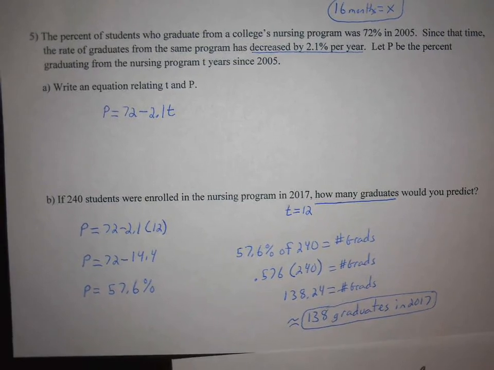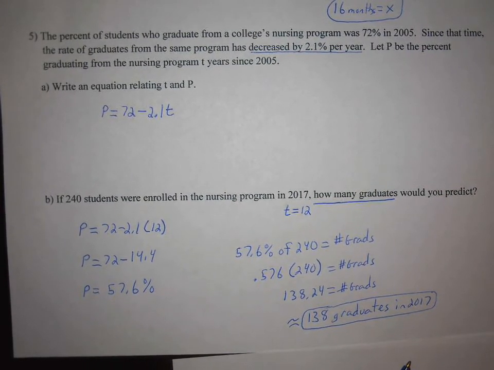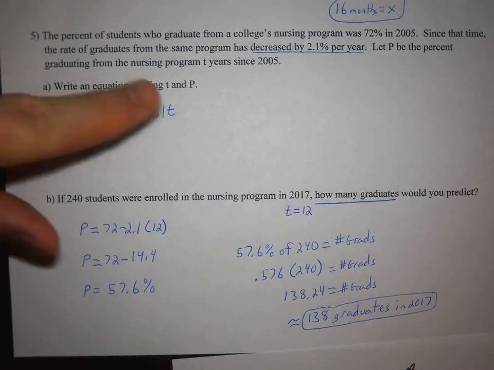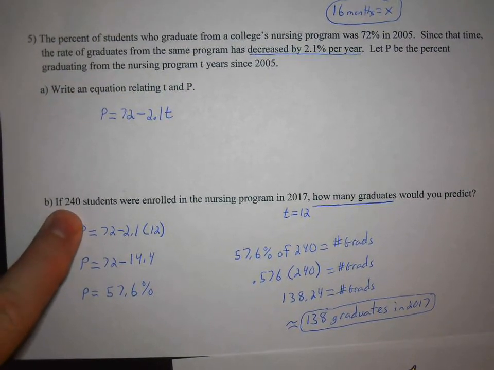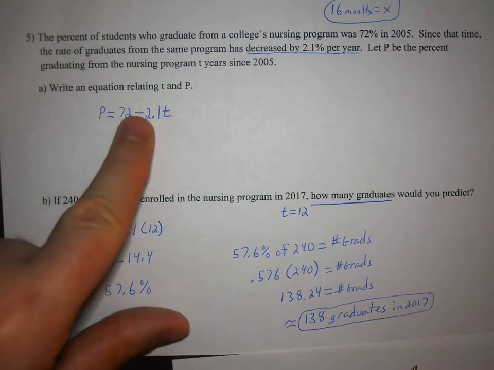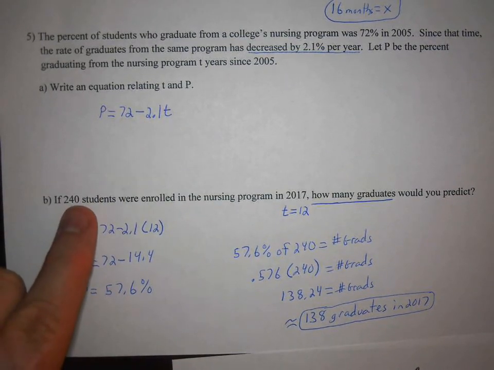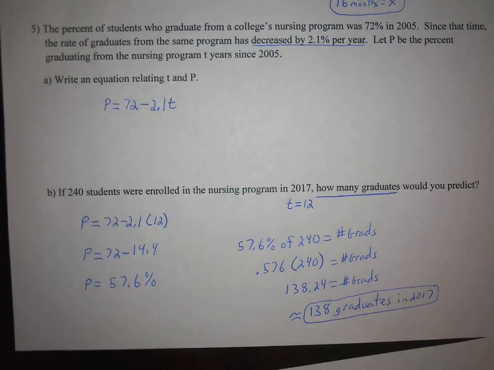So that's a good example of a question where you really need to pay attention to the units and what your equation is telling you. Again, when you look at this, P is a percentage, T is years since 2005. 240 enrolled students has nothing to do with that equation. So you can't substitute 240 in anywhere in that equation. So those are just a few things you have to be careful of.